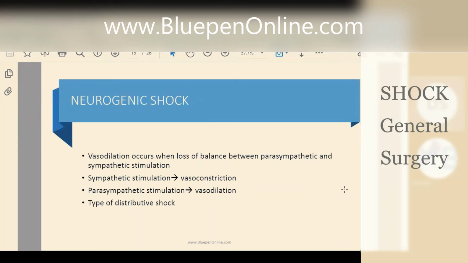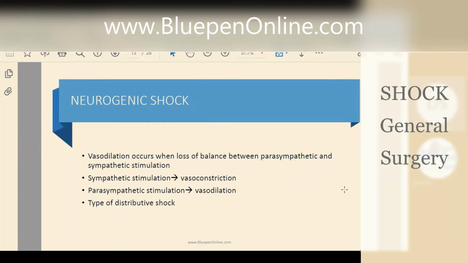The next type of shock is neurogenic shock. Here vasodilation occurs when there is a loss of balance between the parasympathetic and sympathetic systems. The sympathetic one is cardio-acceleratory, and the parasympathetic one is cardiac inhibitory. Same in blood vessels: vasodilation is caused by the parasympathetic nervous system, whereas the sympathetic nervous system causes vasoconstriction. So here, there is a loss of balance between the two.